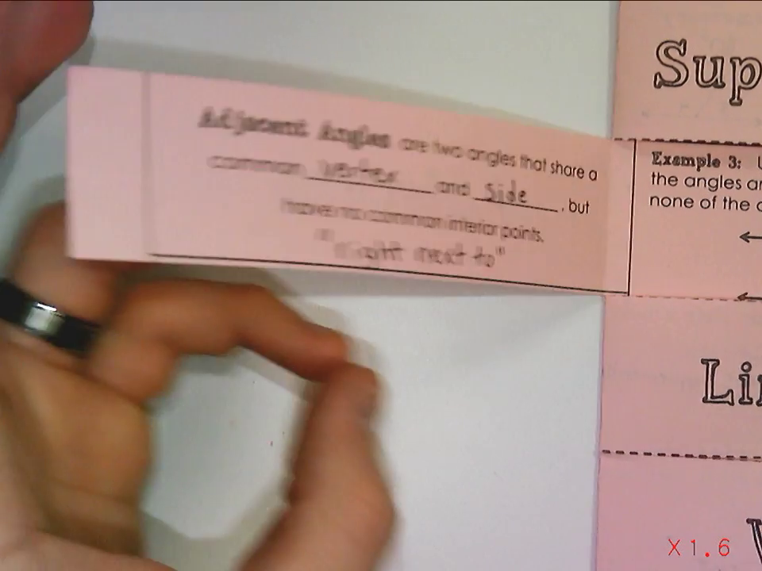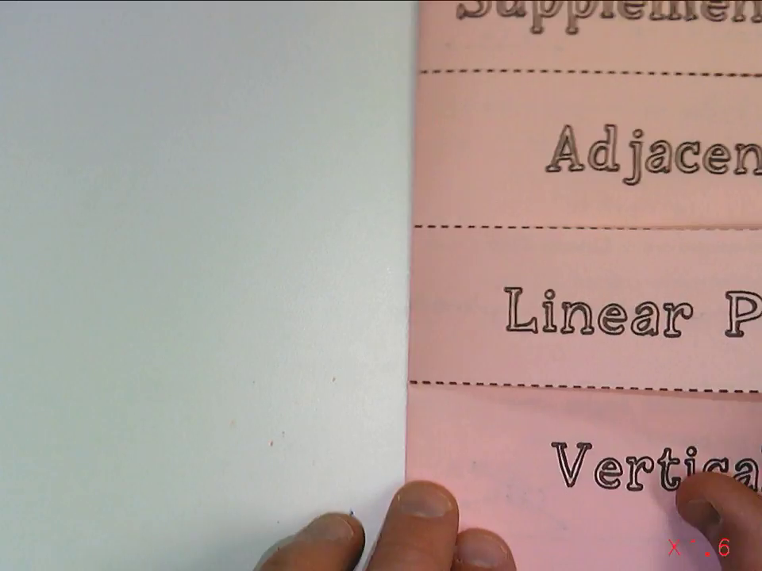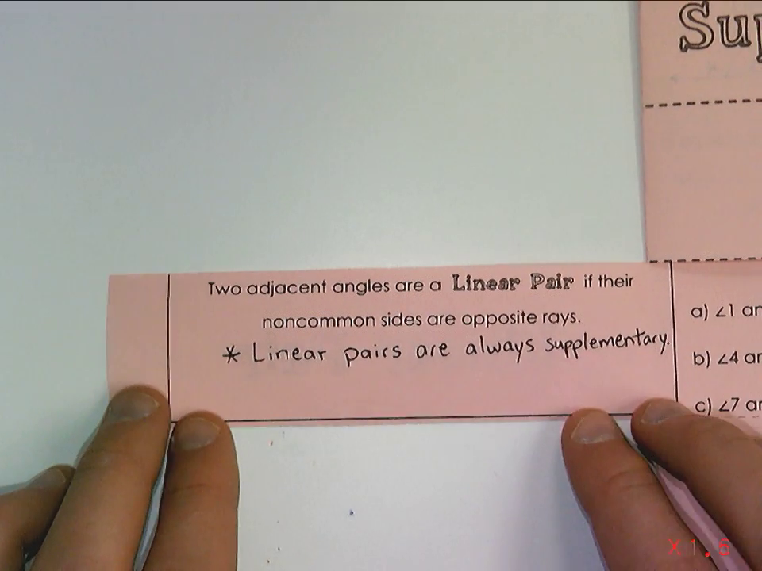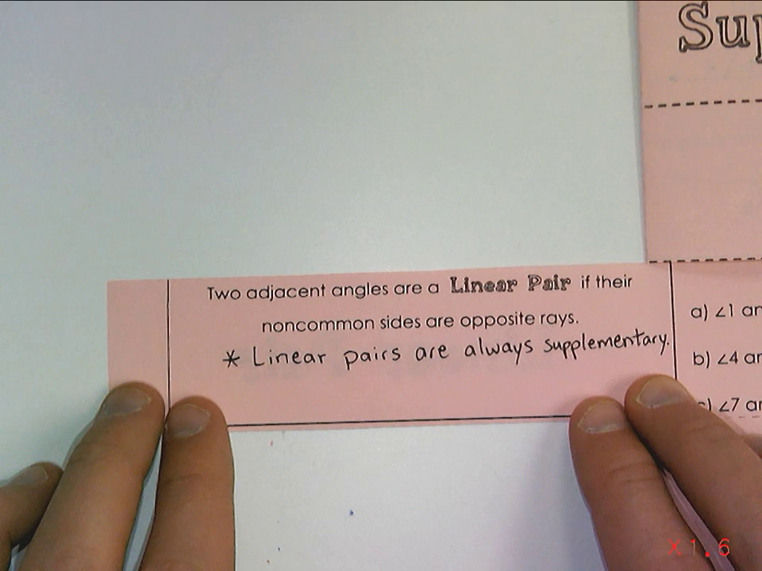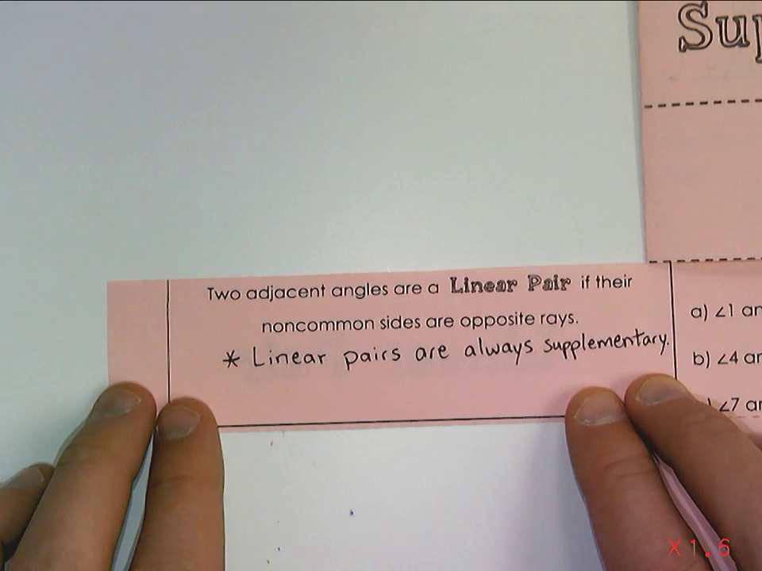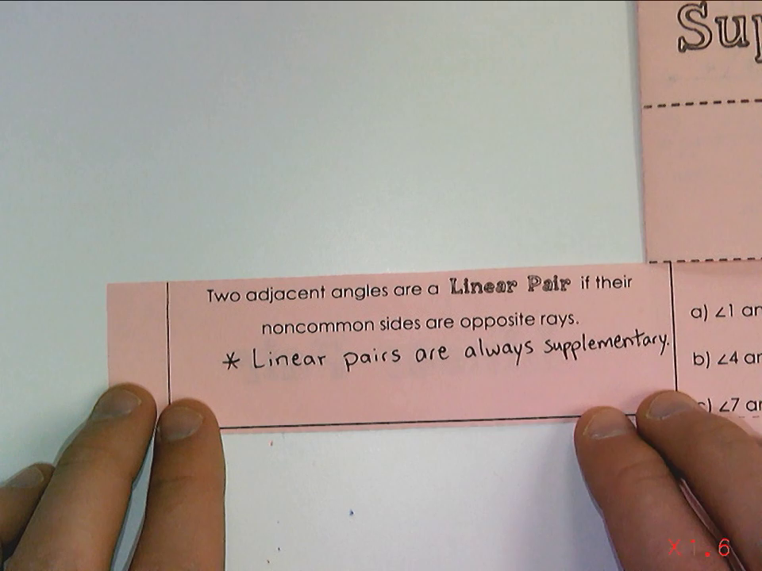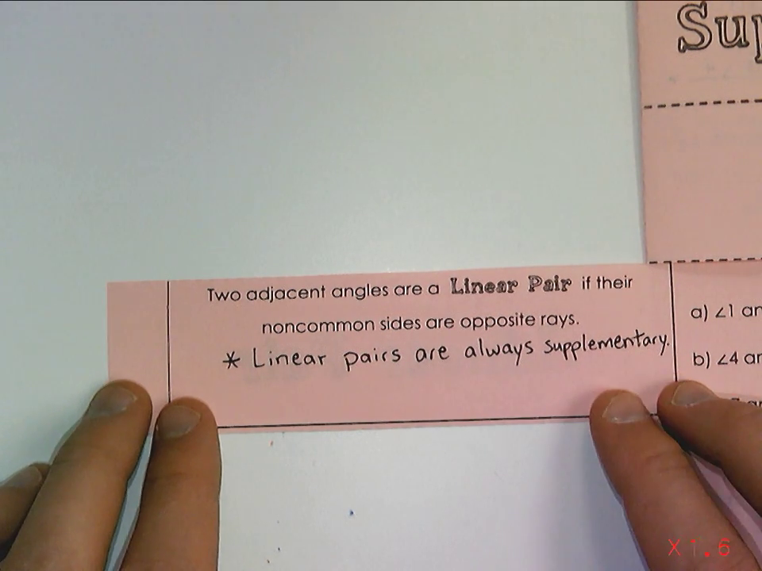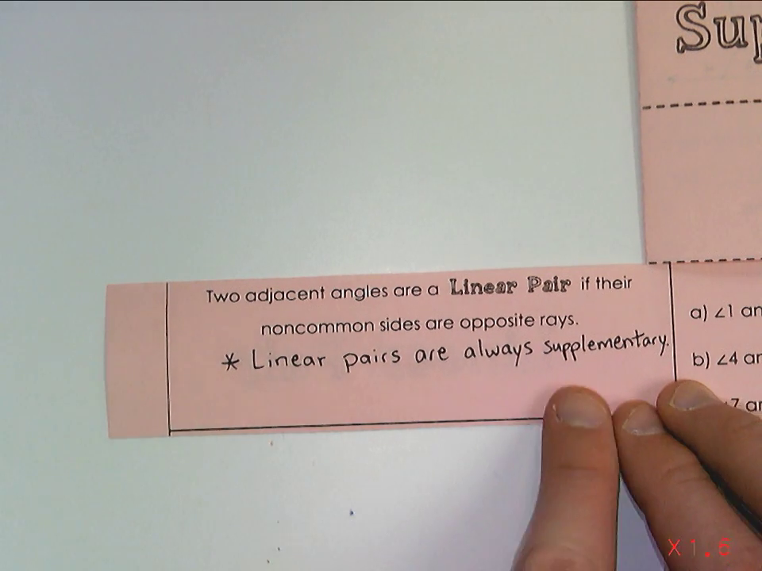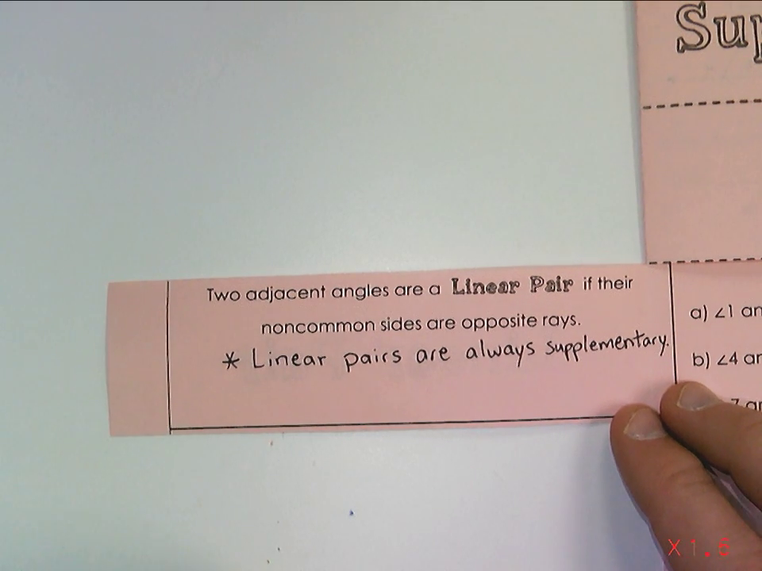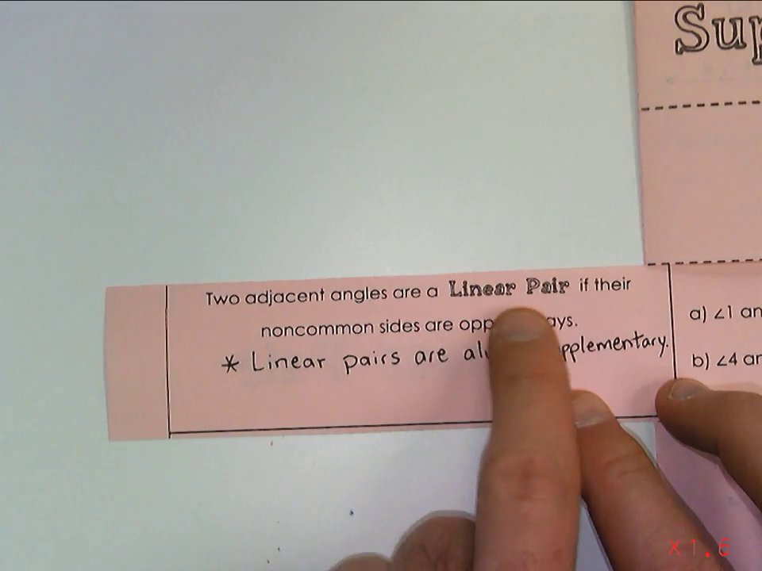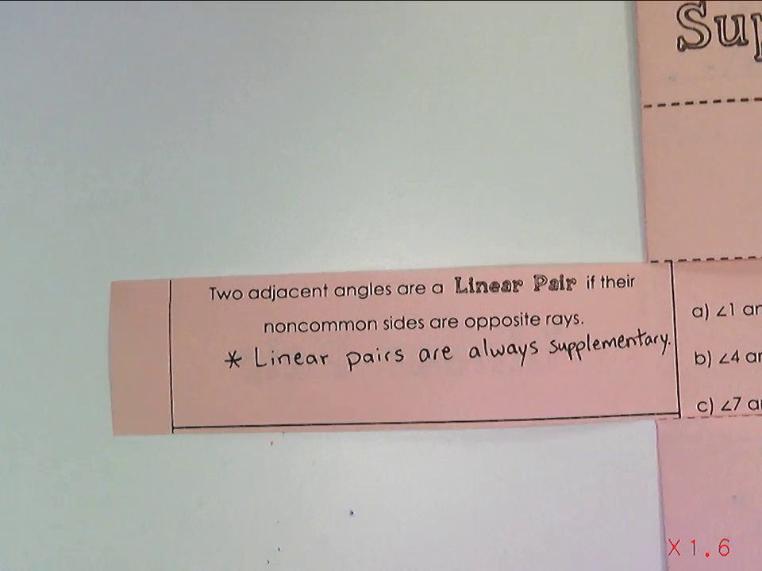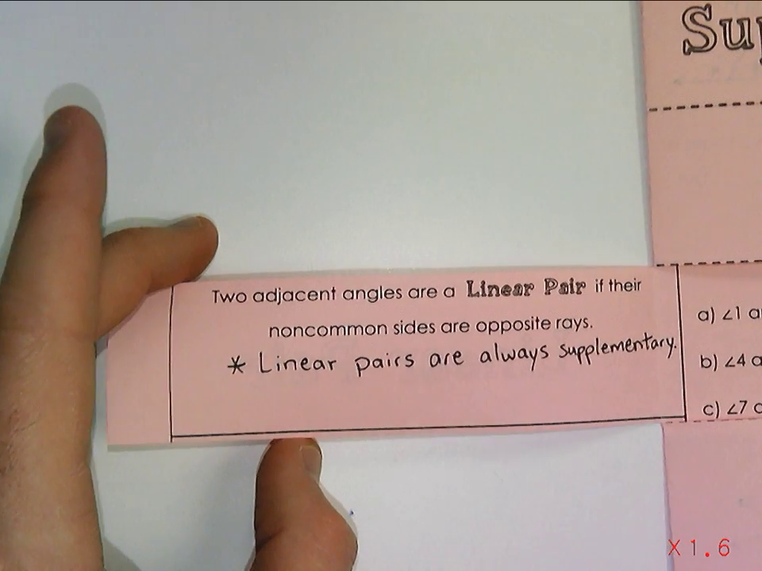So that's adjacent angles. A linear pair, which is our next one here, says that two adjacent angles are a linear pair if their non-common sides are opposite rays. That's kind of a mouthful, but really what that means is that two angles that follow this definition are always supplementary. They'll form a line. They're a linear pair. They make a line. Linear. So linear pairs are always supplementary, or add up to 180 degrees.